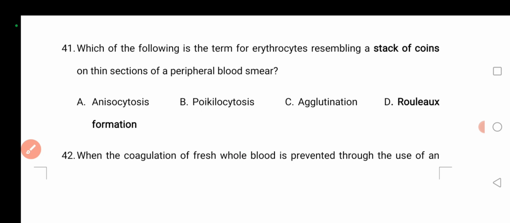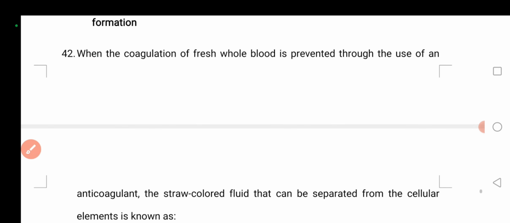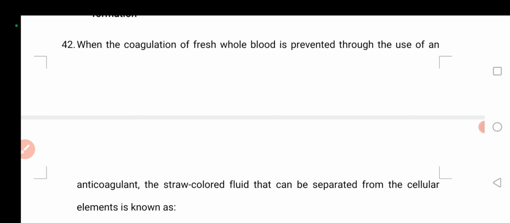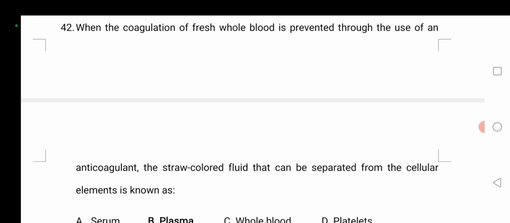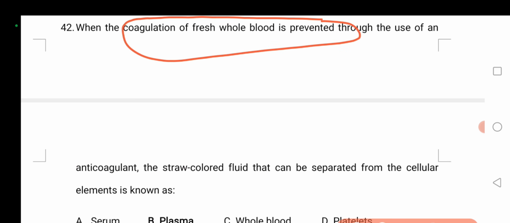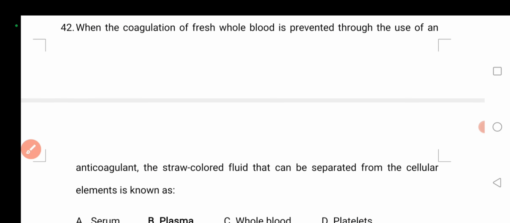Roll formation. Number 42, which is another question from the hematology section, says coagulation of fresh blood is prevented through the use of an anticoagulant, and the structural fluids can be separated from the cellular elements. So here, with whole blood, the coagulation has been what? Prevented, right? It has been prevented.